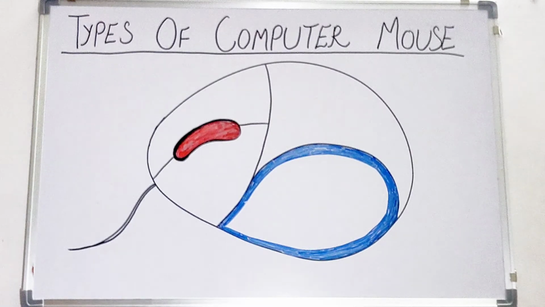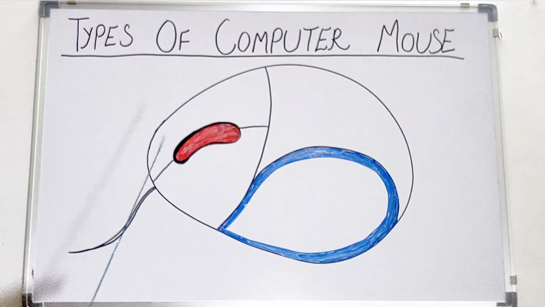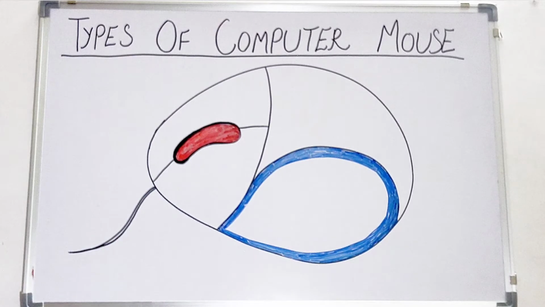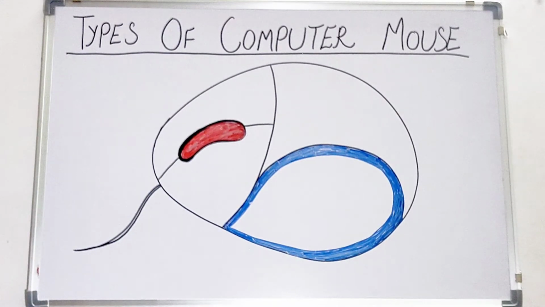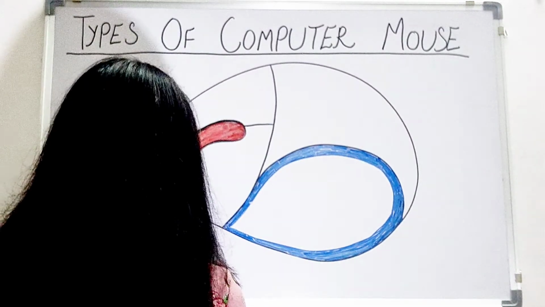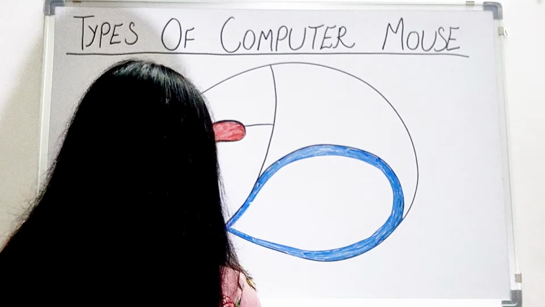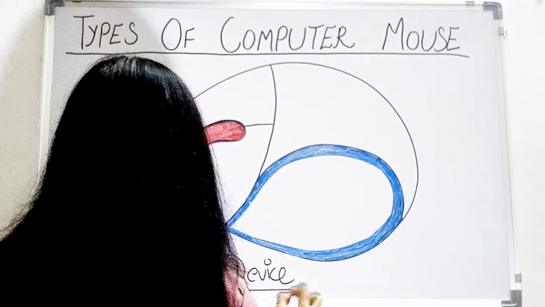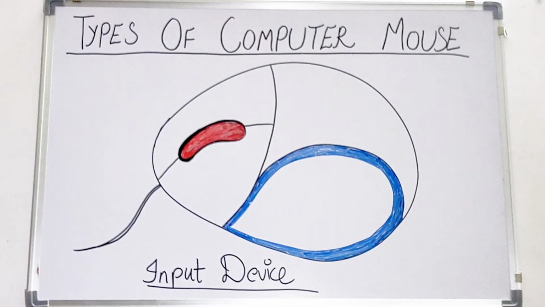So today's topic is types of computer mouse. But before I explain the types of computer mouse, let me first explain what a mouse is. Students, a mouse is a device that points and selects text or icons on the screen. A mouse is also called an input device. But why is it called an input device? Because it sends data to the computer.